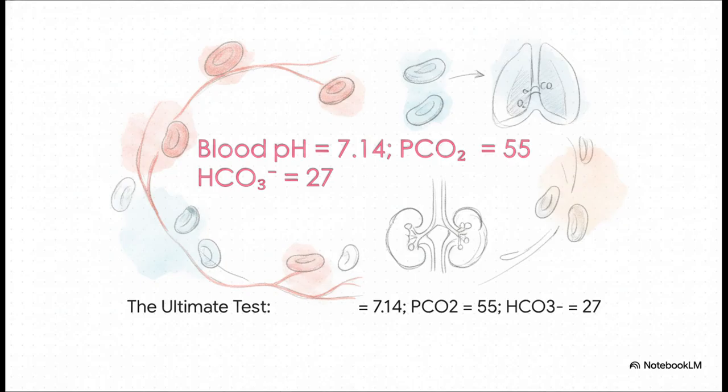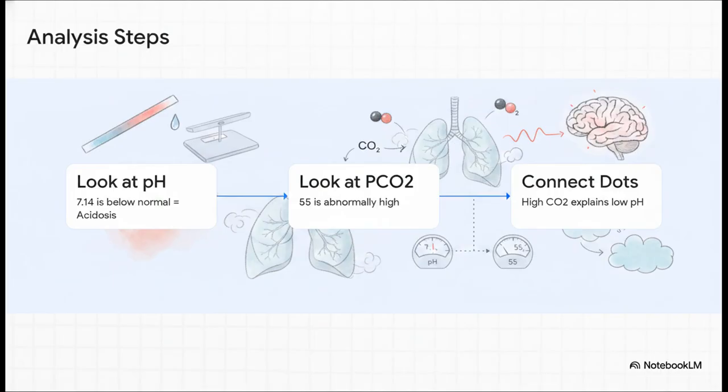Your patient's blood gas comes back with these numbers: a blood pH of 7.14, a PCO2 of 55, and a bicarbonate, or HCO3, of 27. Look closely at those numbers. What exactly is going on with this patient? Let's see how this builds deductively, step by step. Step 1. You always look at the pH first. It's 7.14, which is well below our normal 7.35. Therefore, we know immediately we are in a state of acidosis.